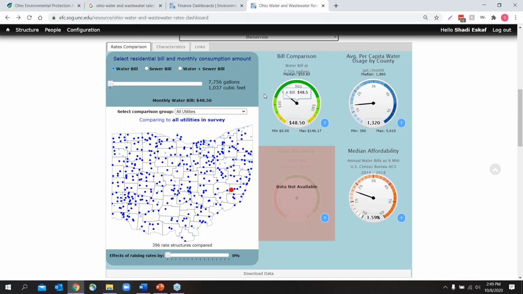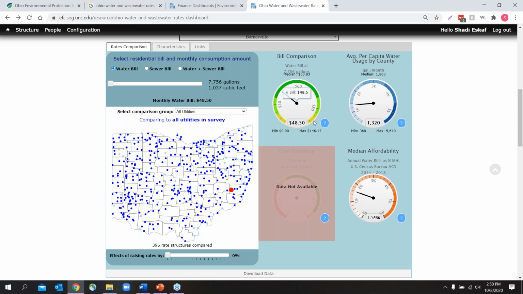All right, what does that mean? What we're showing here for the bill comparison dial is, hopefully you see a yellow section here, a light green section, dark green, light green, yellow again. This middle dark green section shows the middle 50% of all of these dark blue dots. So if you're in this dark green area, you're charging somewhere in the middle majority of all the other systems. If you're in this light yellow area on the left, you're charging less than 90% of all of the other systems in the state that are being compared in this map.